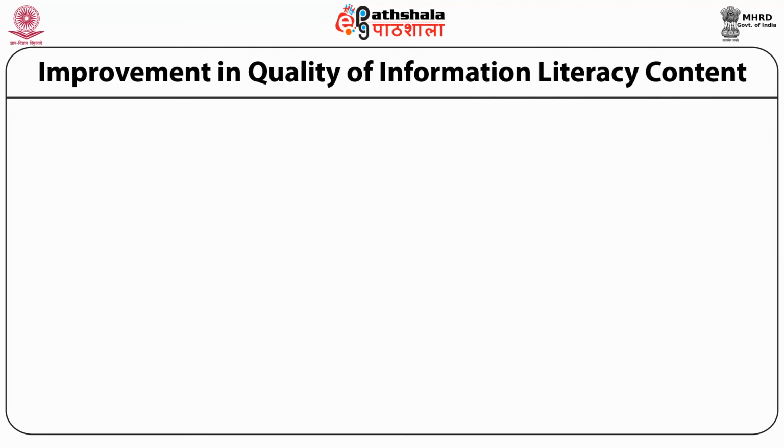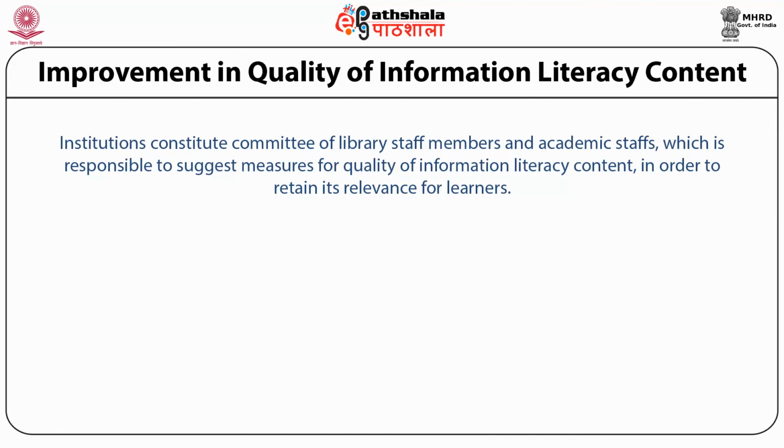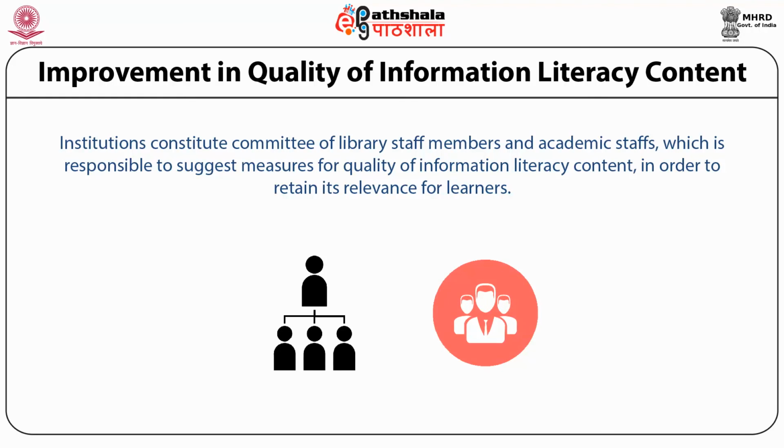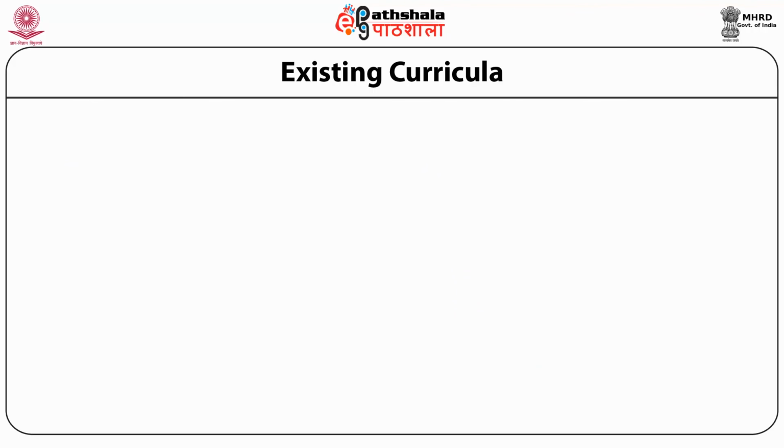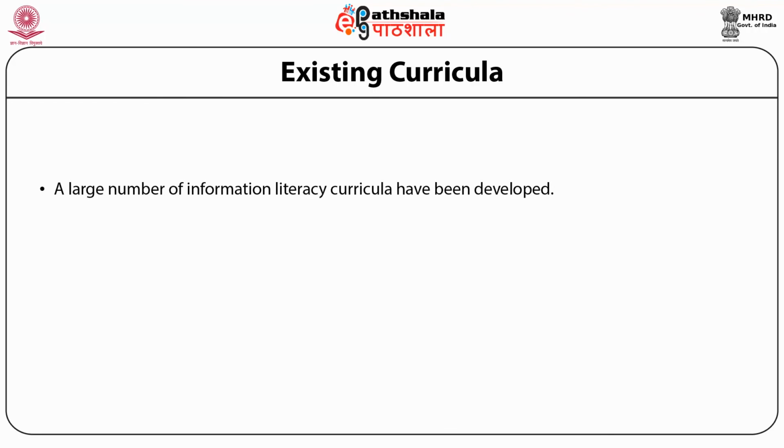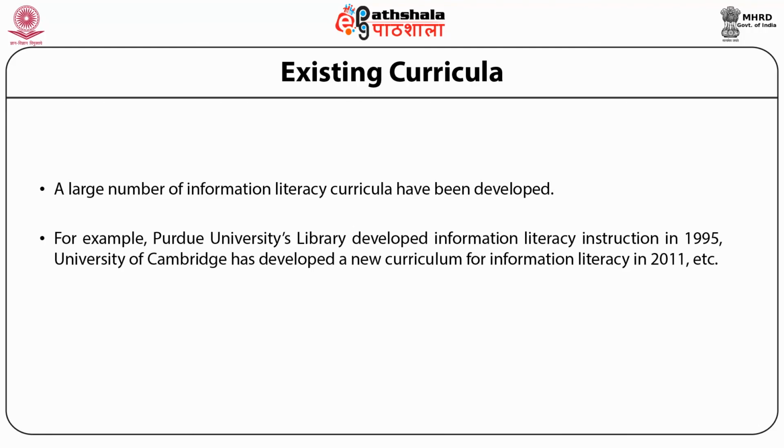Improvement in quality of information literacy content. The institutions constitute committee consisting of library staff members and academic staffs which are responsible to suggest measures for the quality of information literacy content in order to retain its relevance for the learners. Existing curricula. A large number of information literacy curricula have been developed. For example, Purdue University's library developed information literacy instruction in 1995. University of Cambridge has developed a new curricula for information literacy in 2011, etc.